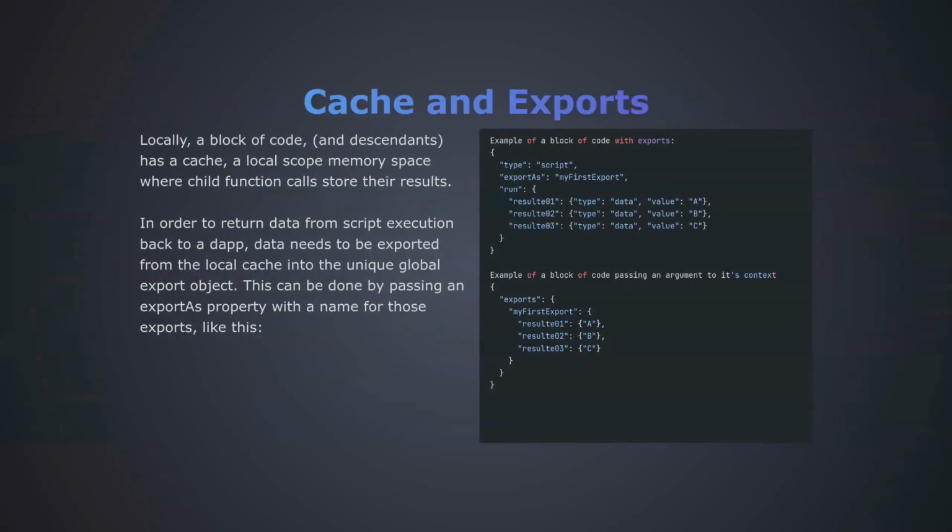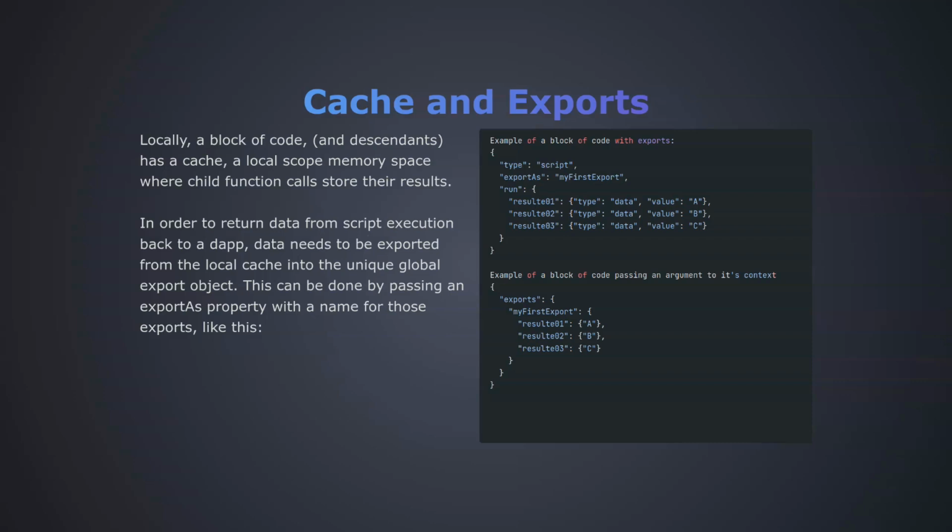Cache and exports. Game Changer needs to store its data and also send this data back to the dApp. Locally, a block of code and its descendants has a cache, a local scope memory space where child function calls store their results. In order to return data from script execution back to the dApp, data needs to be exported from the local cache into a unique global export object. This can be done by passing an export as property with the name of those exports.